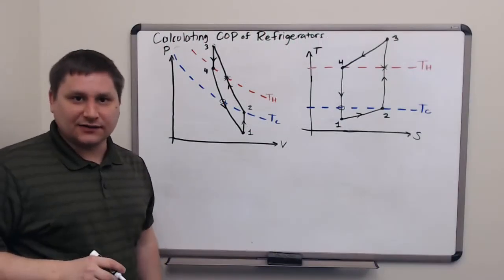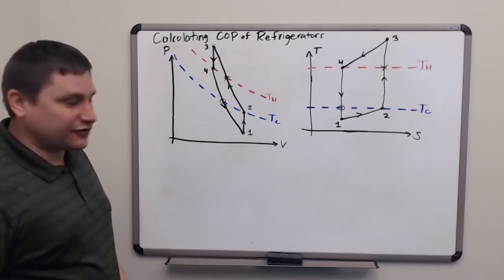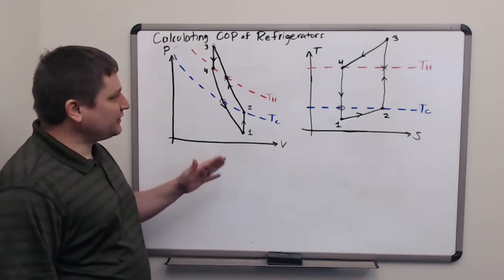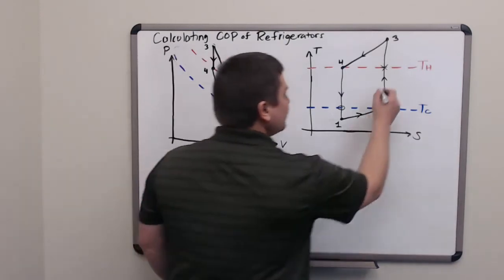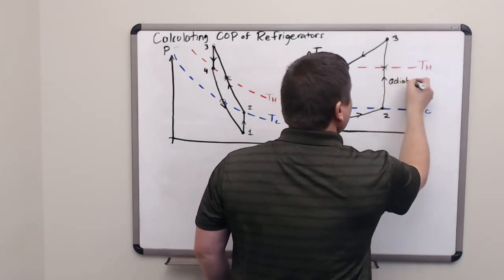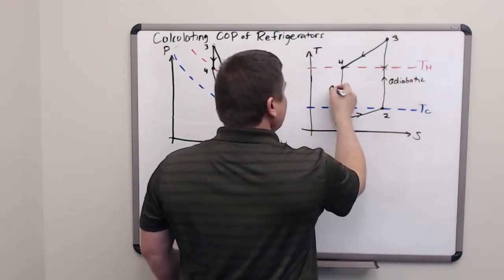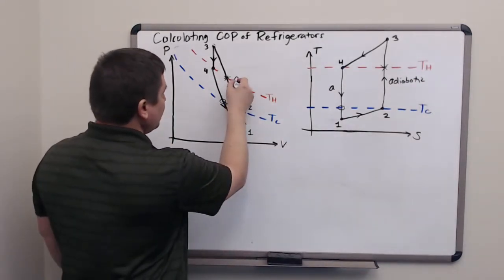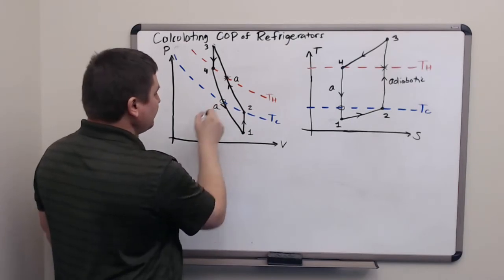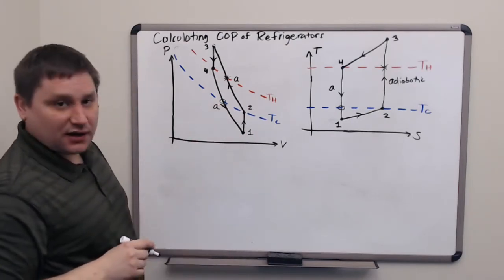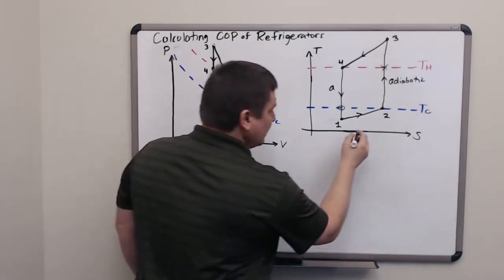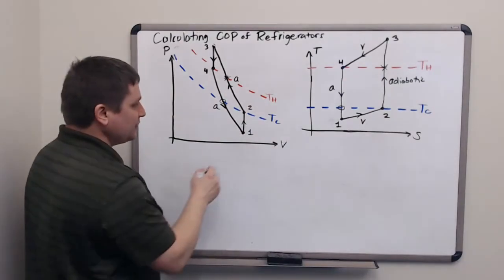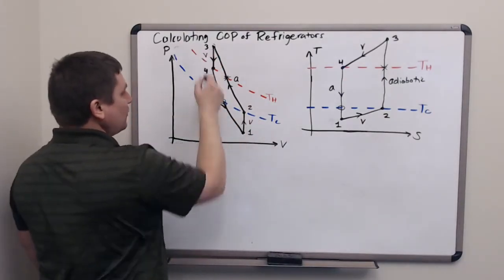Now let's look at a cycle that works as a refrigerator and try to calculate its coefficient of performance. I've set up a cycle here which is composed of two adiabatic steps, which I'll just label with an A for now. Those are from 2 to 3 and from 4 to 1. The other two steps are isochoric, constant volume. I'll label those with a lowercase v, from 1 to 2 and from 3 to 4.